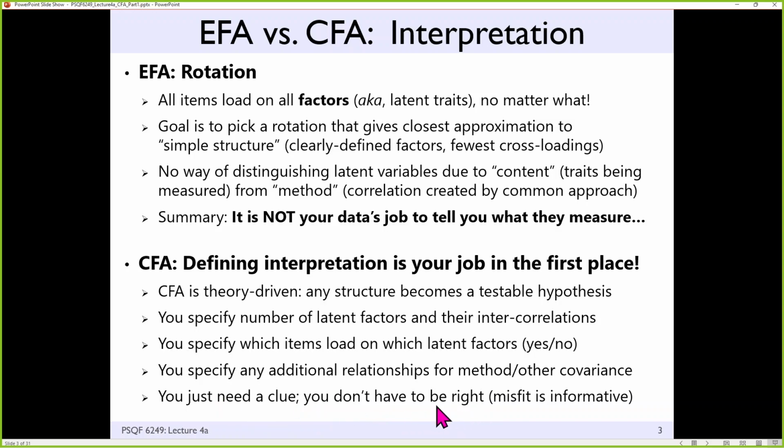And I repeat, you just need a clue. You don't have to be right. Because once you figure out you're wrong, the best part comes: literally, misfit will tell you where you're wrong. Which inter-item correlations have not been successfully reproduced can guide you as to where your hypotheses are incorrect. And you can fix it. So you can revise your model, see if it fits better.